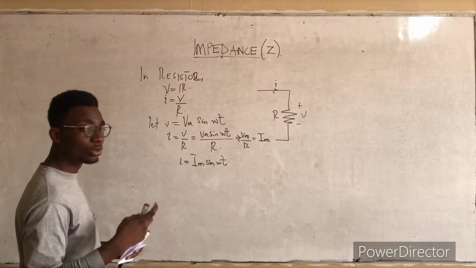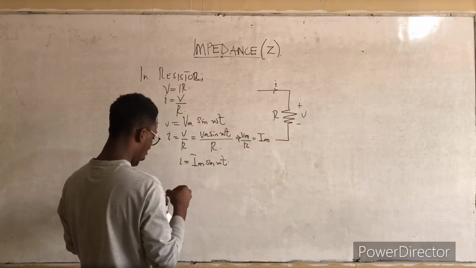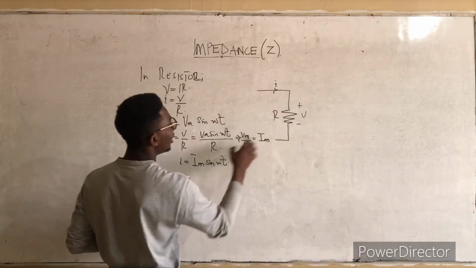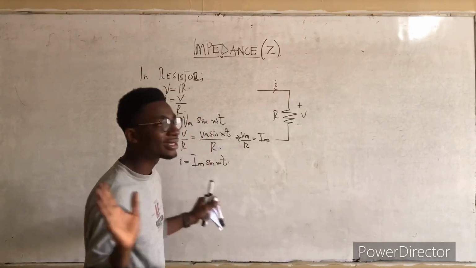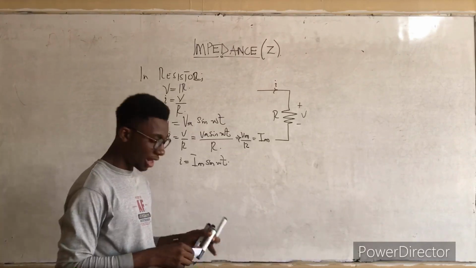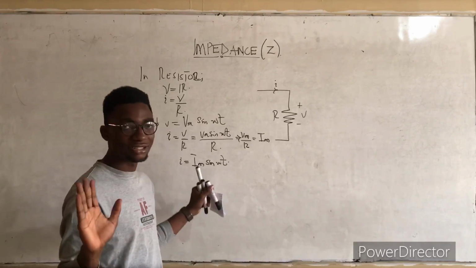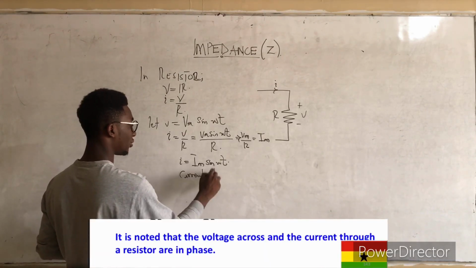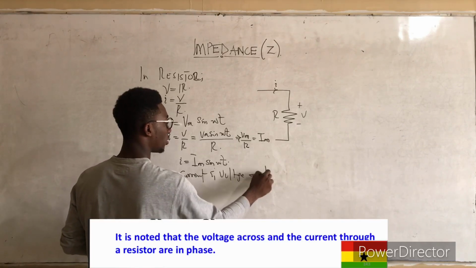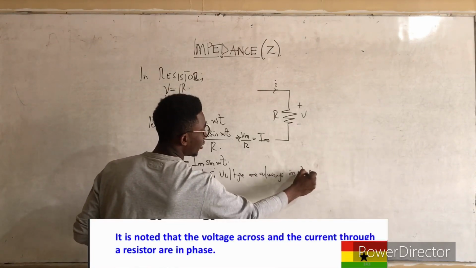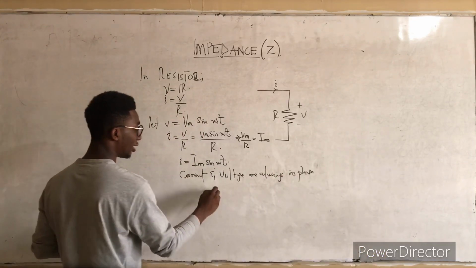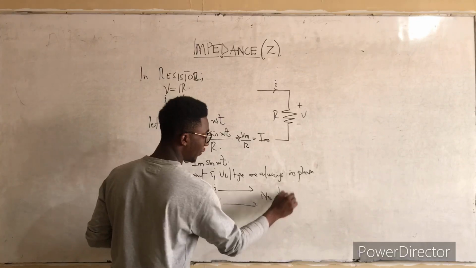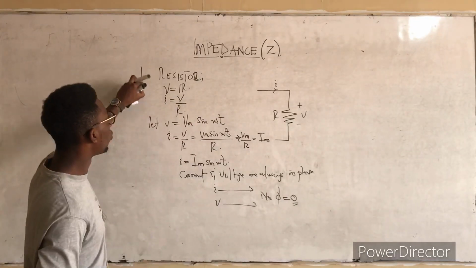But there is one thing you're supposed to also note here. For the current and the voltage across a resistor, the relationship between them is that the current and the voltage are always in phase. There is no phase angle between them. None of them is lagging or leading each other. So if current has this phase like this, voltage will also have this phase like this. So there is no phase angle, or the phase angle is equal to 0. That is when we are talking about a resistor.